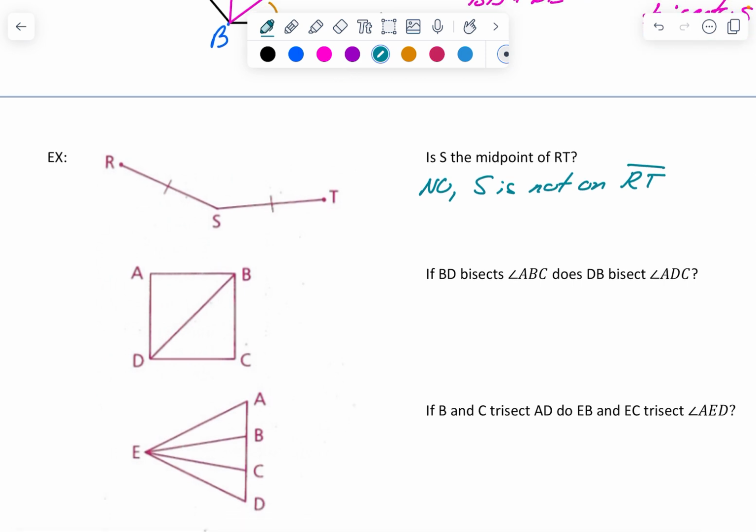If BD bisects angle ABC, so if it bisects ABC, it creates that. Does DB bisect ADC? So remember, you can't go by a diagram alone. So we would have to say no, that we need more info. We don't know, it looks like a square, but is it a square? We don't know, right? We're not given that information.